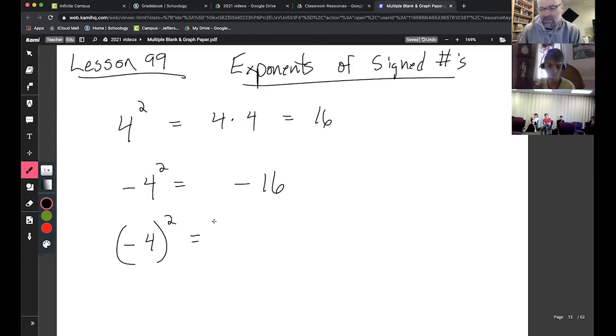Okay, now listen to how I say this. Up here, this is negative 4 squared. Okay, but this is negative 4 squared. Do you hear the difference? So this is negative 4 squared, but this is negative 4 squared. I said the same thing, but it's kind of like that punctuation thing.